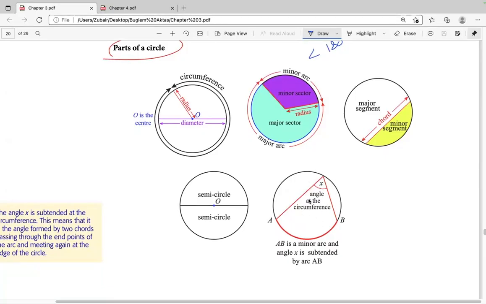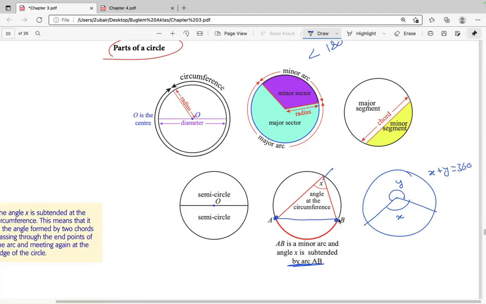And this angle is known as the angle at the circumference. If I just draw these two, this is the angle at the center. This is the angle at the center. X plus y is equal to 360. This x is at the circumference. AB is a minor arc and angle X is subtended by arc AB at the ends of AB, subtended by the arc AB. If I just draw this straight line, I can call it the angle subtended on the chord. What does subtended mean? Represented, opened.